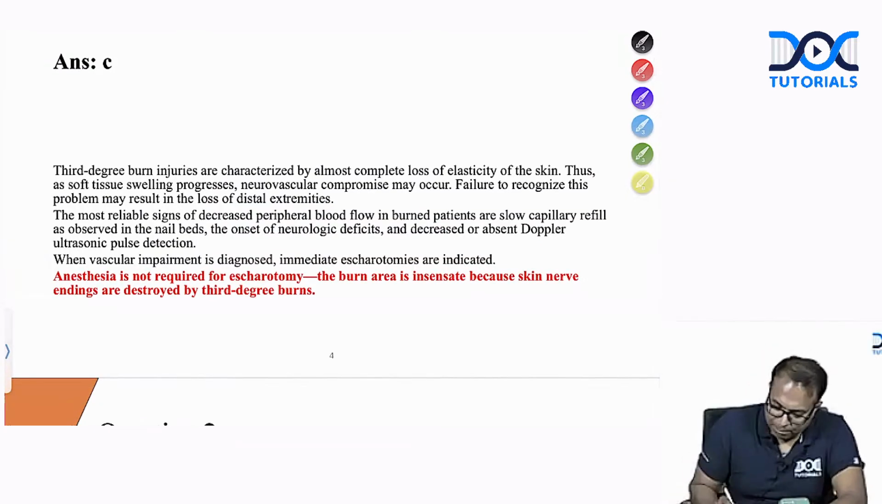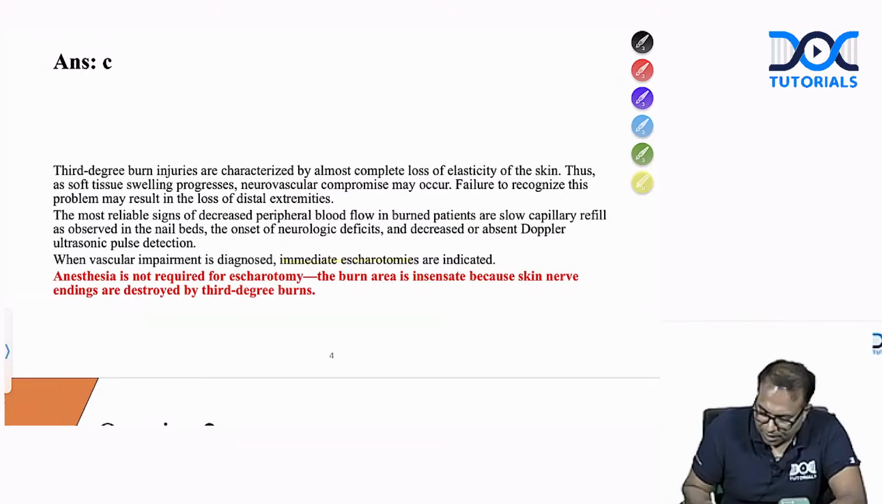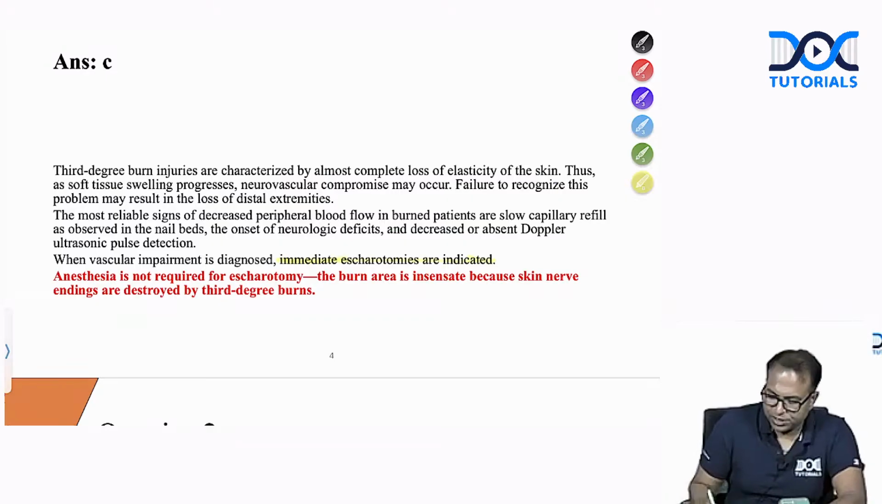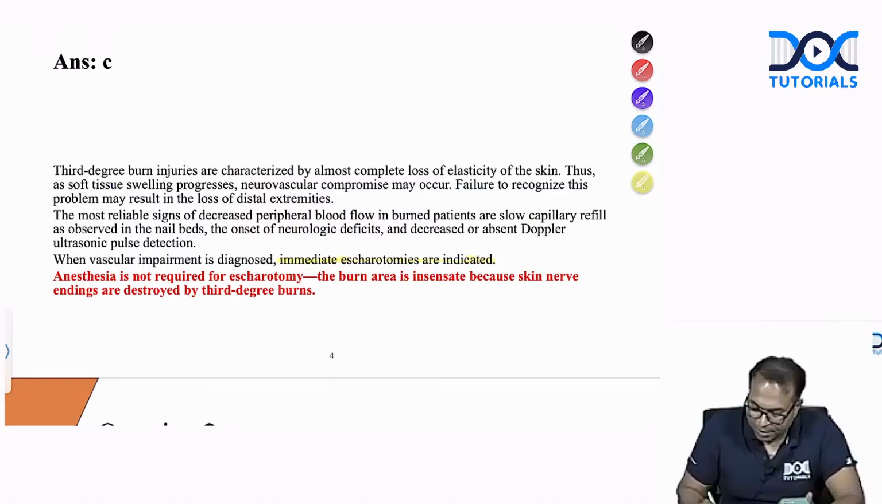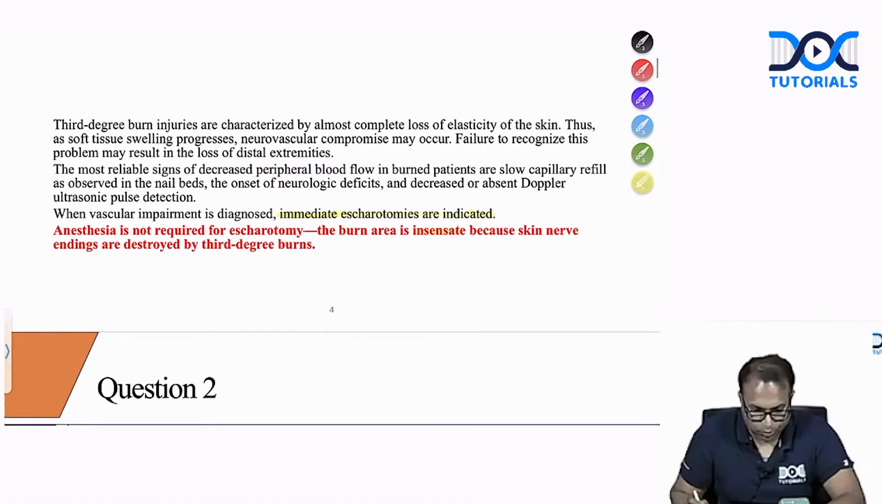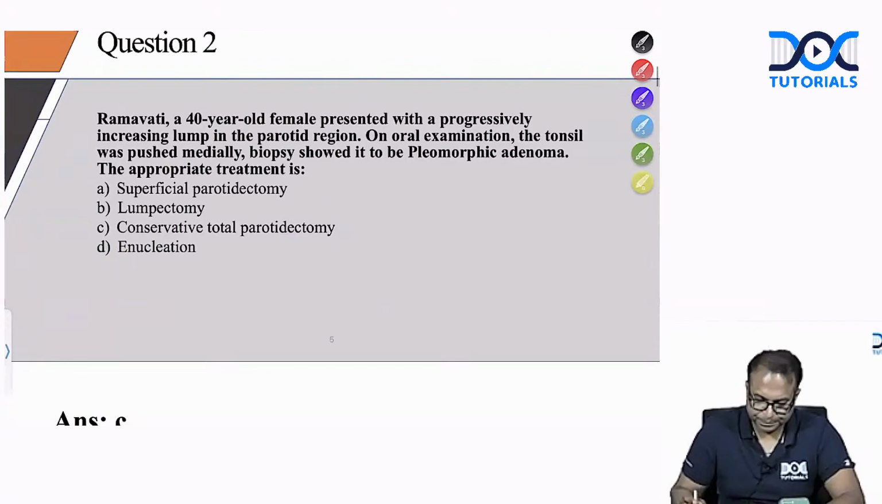When vascular impairment is diagnosed, immediate escharotomy is indicated. Anesthesia is not required as the burn is insensate, because it's a third degree burn. Don't forget that basic point. It's a third degree burn.